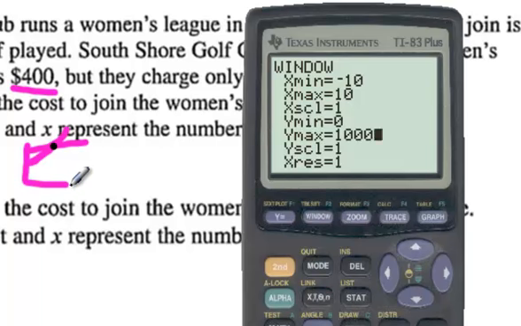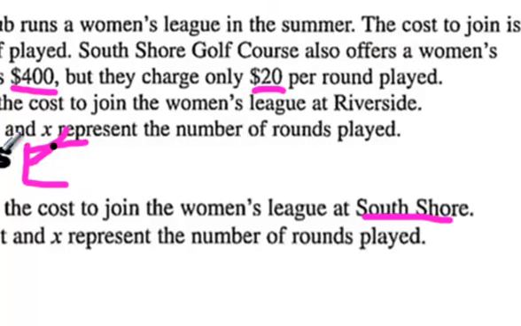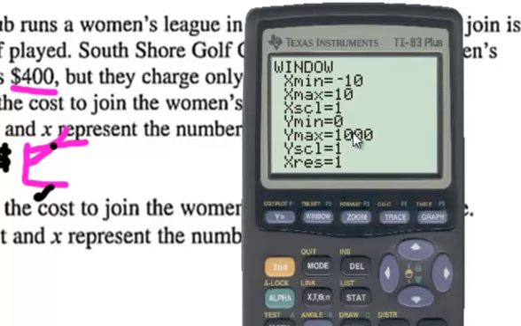Okay, now as far as the x goes, it's right over here, and that's going to talk about the number of times that you play golf. Over here is the cost. And here's the number of times that you play golf. I'll draw a golf club. There's our golf club. So you could play 0 times, so the x minimum could be 0.